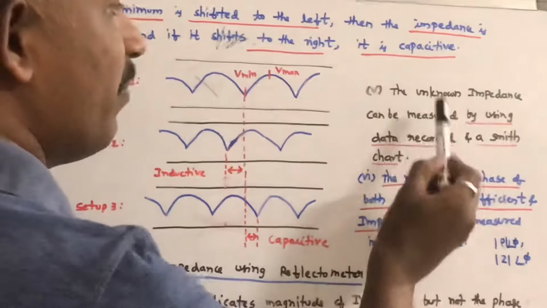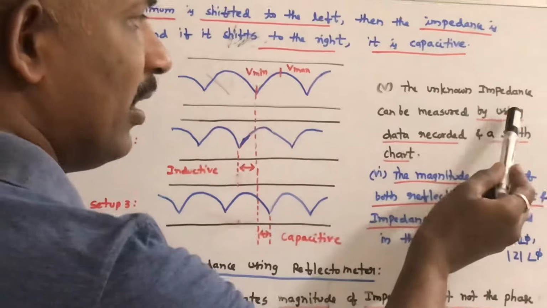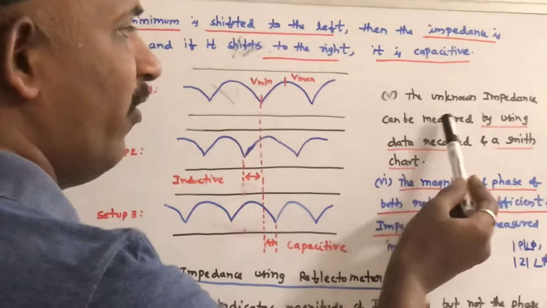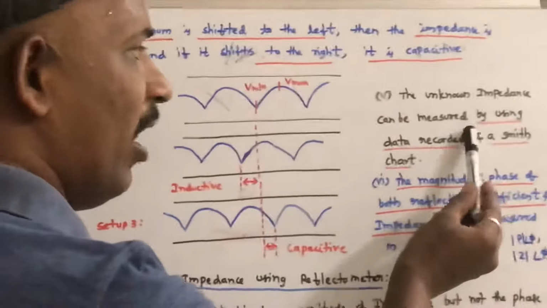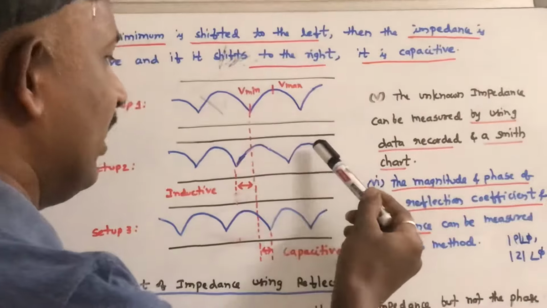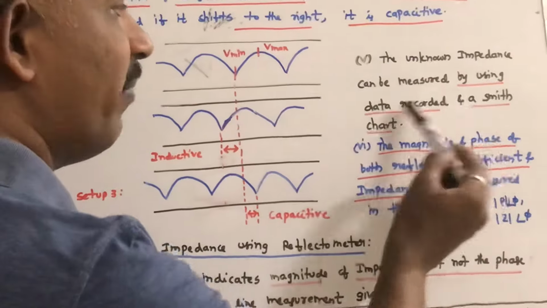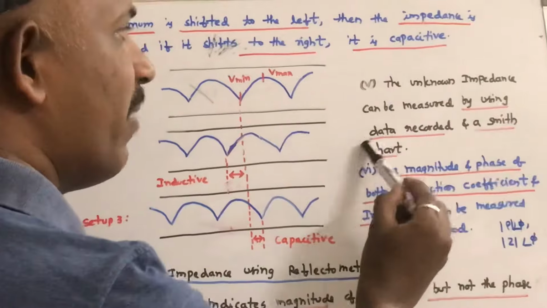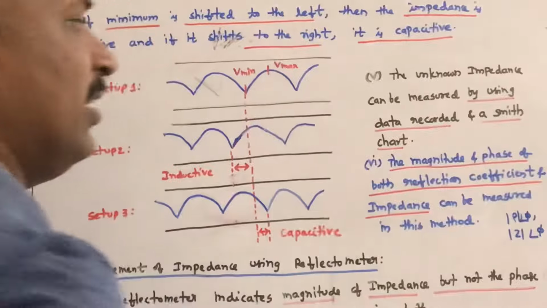So the unknown impedance can be measured. We have measured the position of Vmax, the position of V minimum, we have measured VSWR, and we have noted the other readings like inductive or capacitive. With all these measurements and the Smith chart, we can measure the value of unknown impedance in this method.